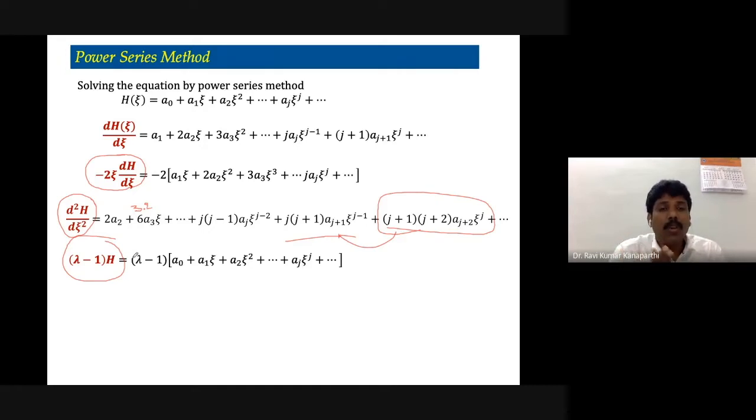Now what you can do is just take the summation of all the left hand terms. Take the summation of all these terms, which is equal to 0. So you just keep it equal to 0. So that is your ultimate differential equation.